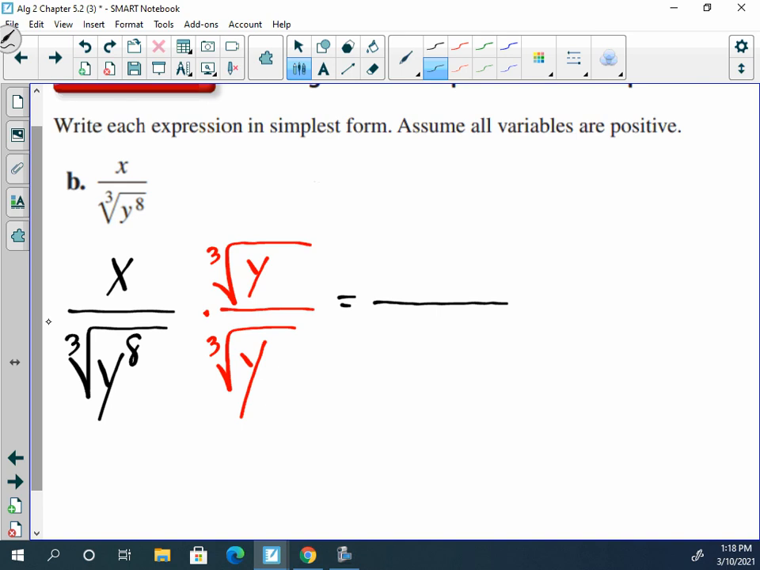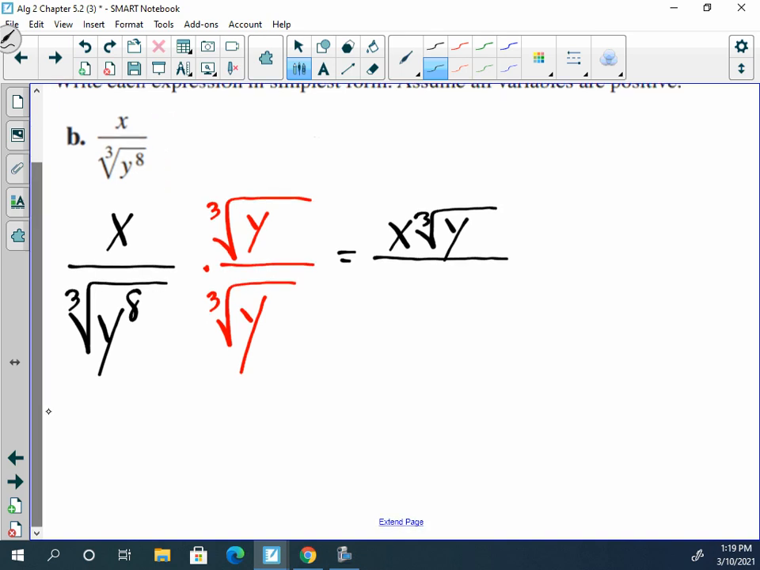Now the numerator is going to be a little bit easier to work with because it's x times the cubed root of y, which is x times the cubed root of y. They just multiply together. The x stays outside because it's not inside a cubed root. They would have to be inside a cubed root for it to multiply together. Now the denominator, y times y to the 8th, would give us y to the 9th, but it would be in the cubed root. X cubed root of y.